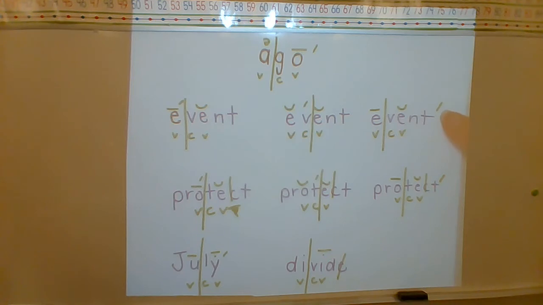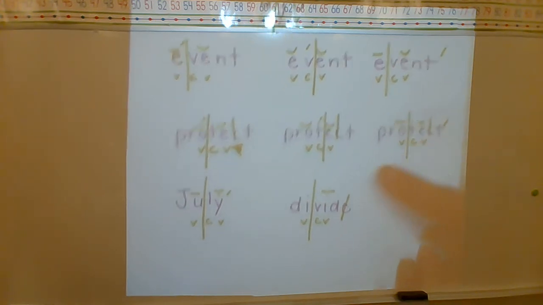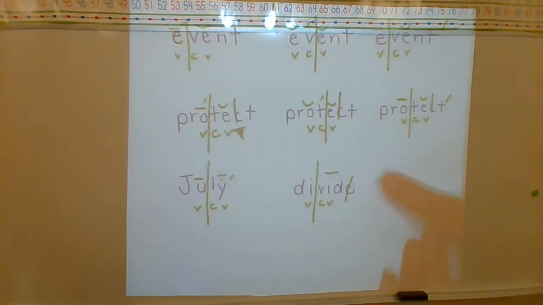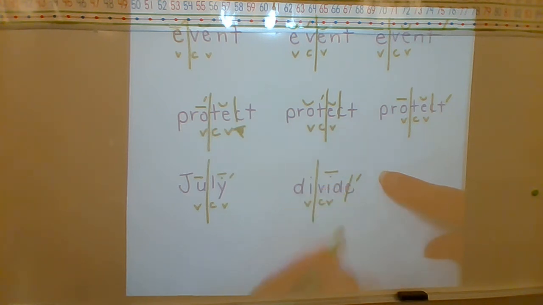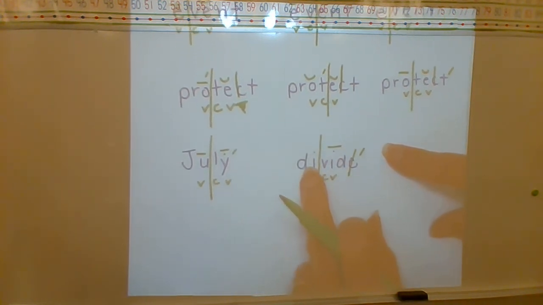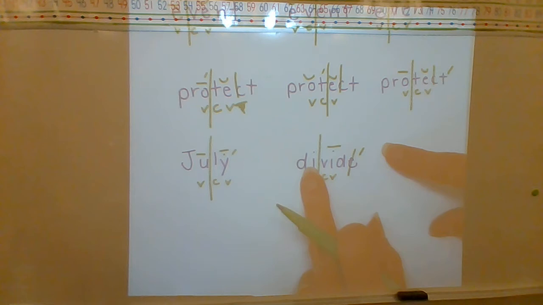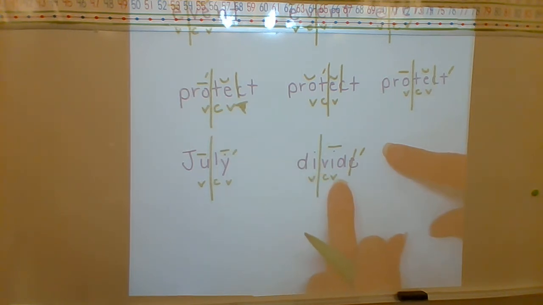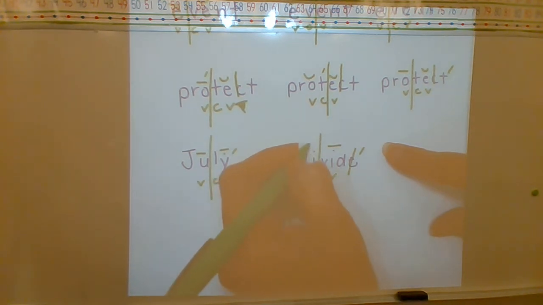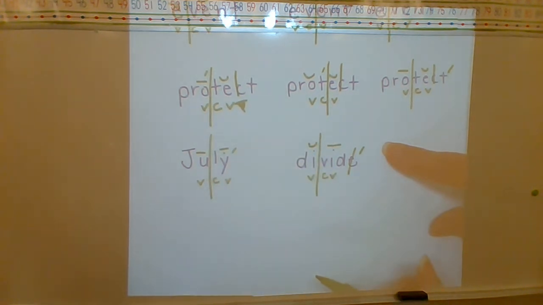Accent on the end. If I put the accent on the end, do you think we need a macron, breve, or schwa? Let's decide. Do you think the word is divide or divide? Yeah, he's making his short sound. Okay, so that is divide.